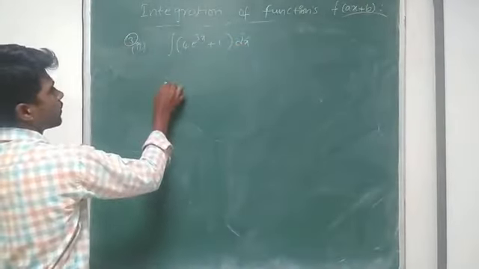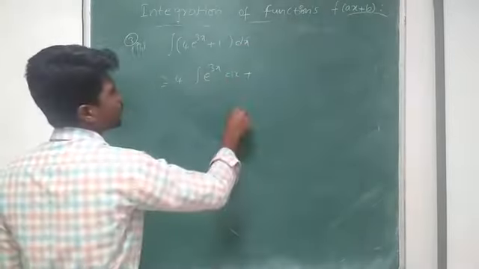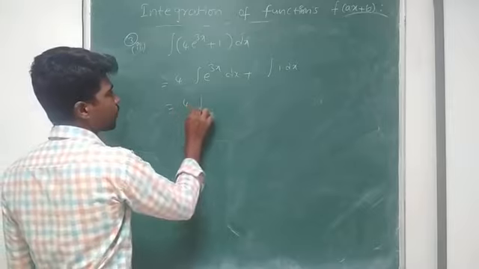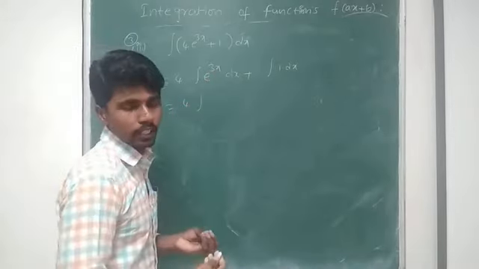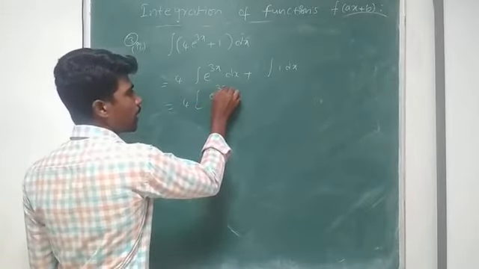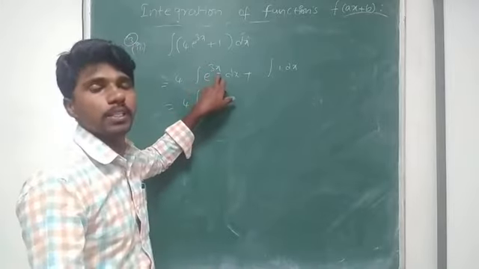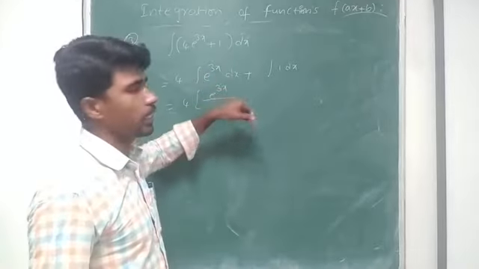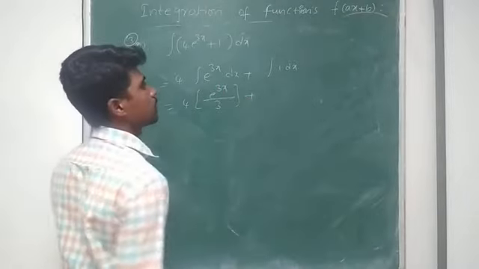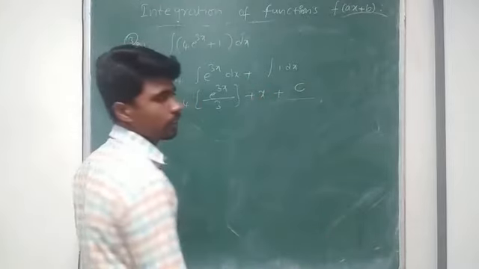This can be written as 4 into integral e power 3x dx plus integral 1 dx. Now it is in the form e power ax plus b. Fortunately here b value is 0. Now what can I write, integral e power x is e power x, but it is not in the form x, it is in the form ax plus b. So e power ax plus b divided by the coefficient of x, which is 3, plus integration of 1 dx, which is x plus a constant.